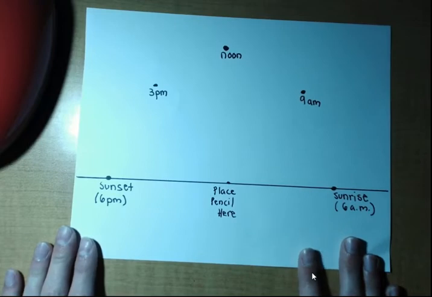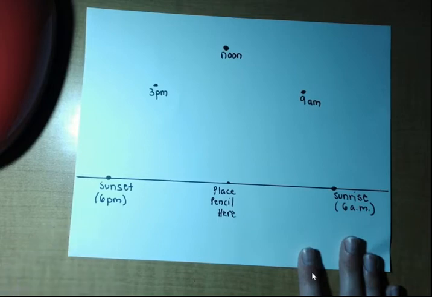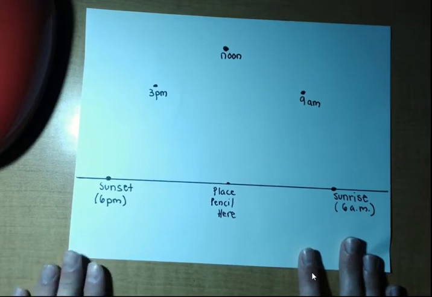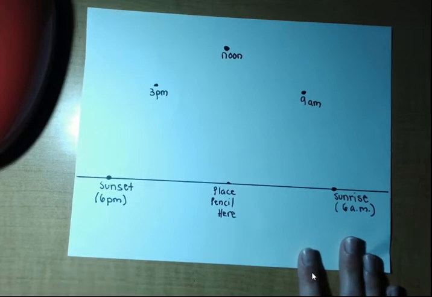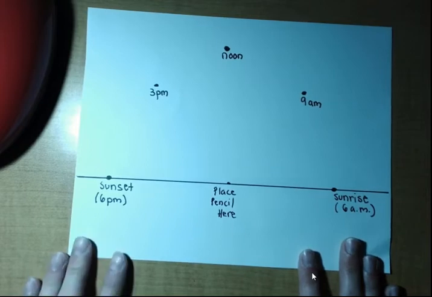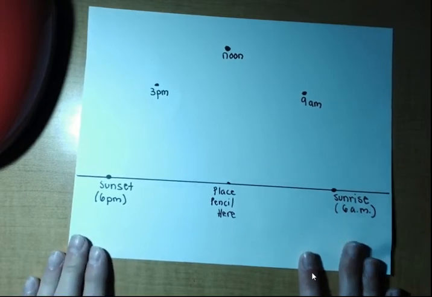Now, the sun really isn't moving. We're the ones rotating on our axis. And as we rotate, as we turn, that's what makes it look like the sun is moving. But the sun's actually stationary, and we're spinning on our axis, which is why we create our day-night cycle.